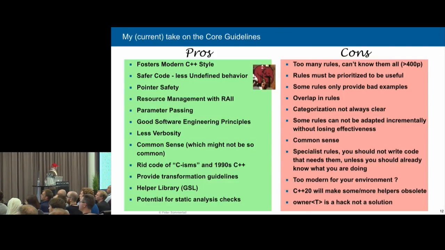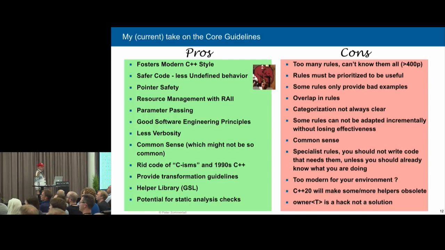So my current take on the guidelines, and I'm still a little bit nervous because Bjarne is here, I might criticize his work, but my personal opinion, and it has changed over time. The pros are, we have modern C++ style. The bad thing is there are many, many rules, very hard to learn them all. We have safer code, less undefined behavior, fewer pink elephants. But some rules must be prioritized to be useful. That's true with all the guidelines.